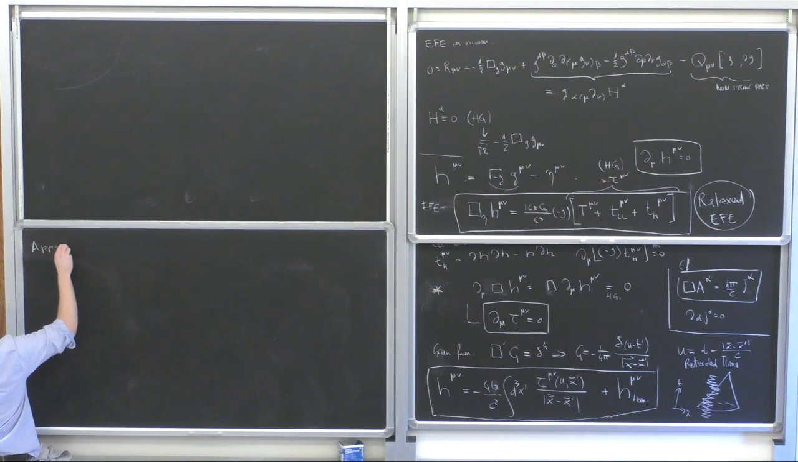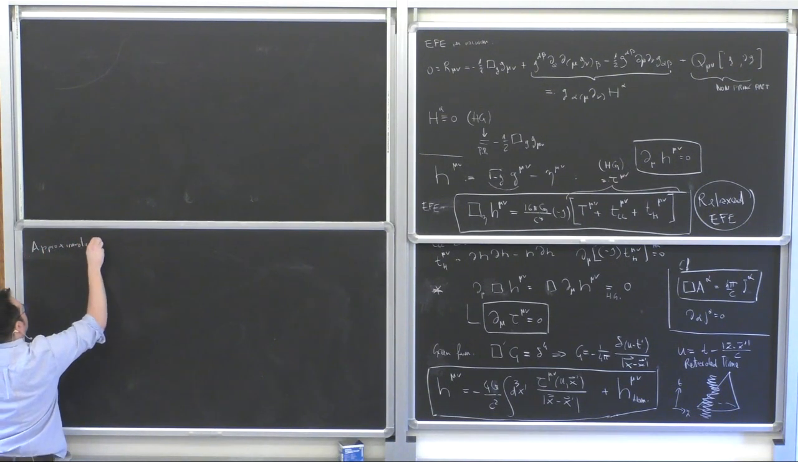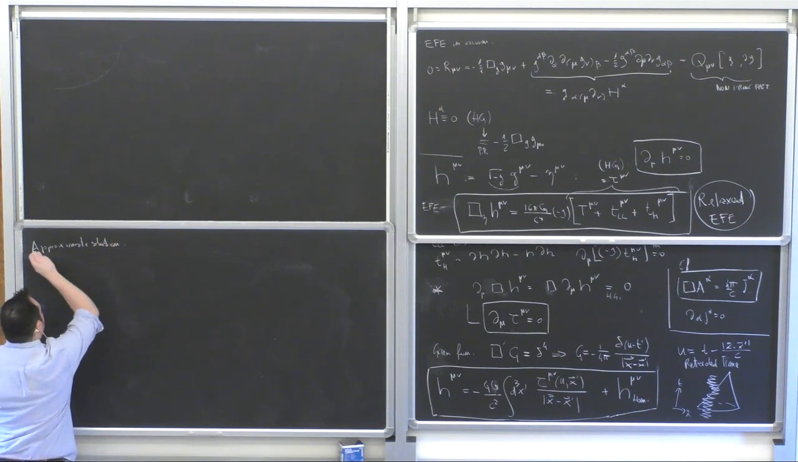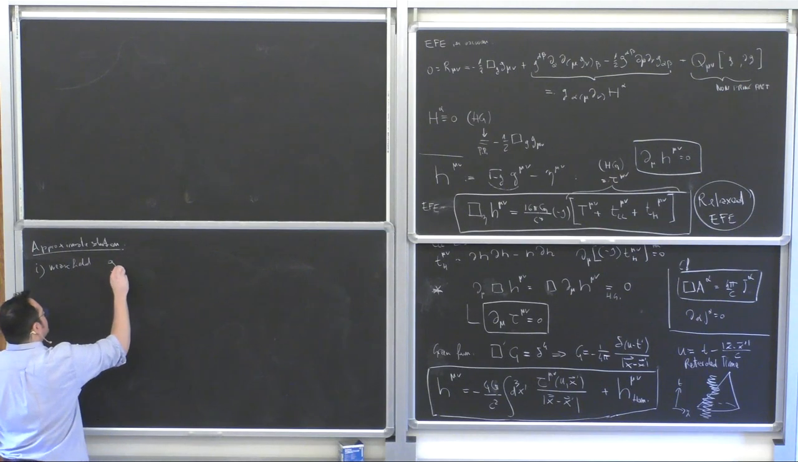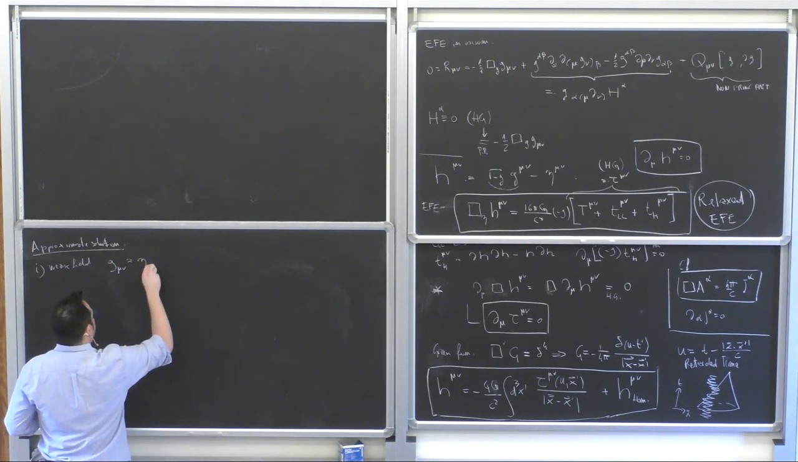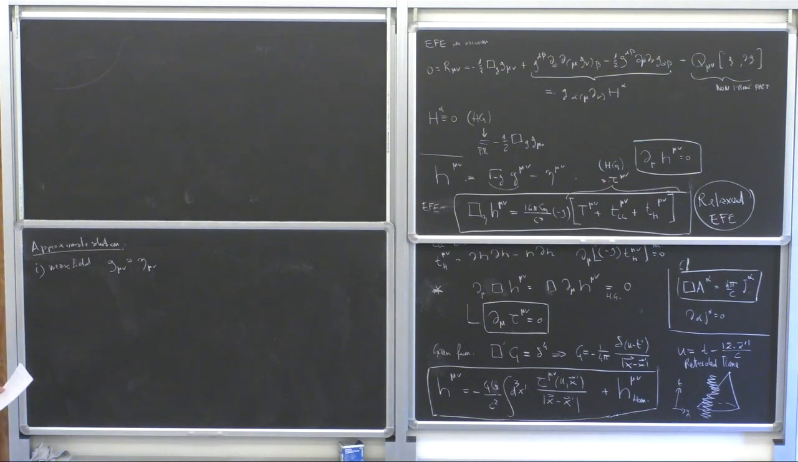So the approximate solution, the first thing, let me list some hypotheses that I think are reasonable. The first is weak field. What I mean by weak field is that I want to approximate something that is very close to Minkowski, in a way that we need to discuss, but we will discuss it tomorrow. Today, we don't bother about that, okay?